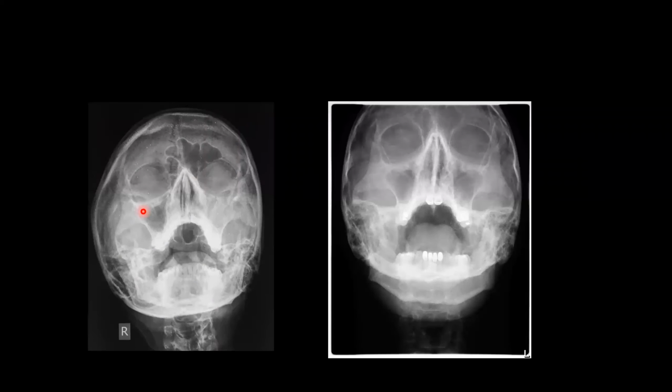Now, just this one to show you normal maxillary sinuses on another view. And what is this, you remember? Zygomatic arch, okay? Zygoma or zygomatic bone.